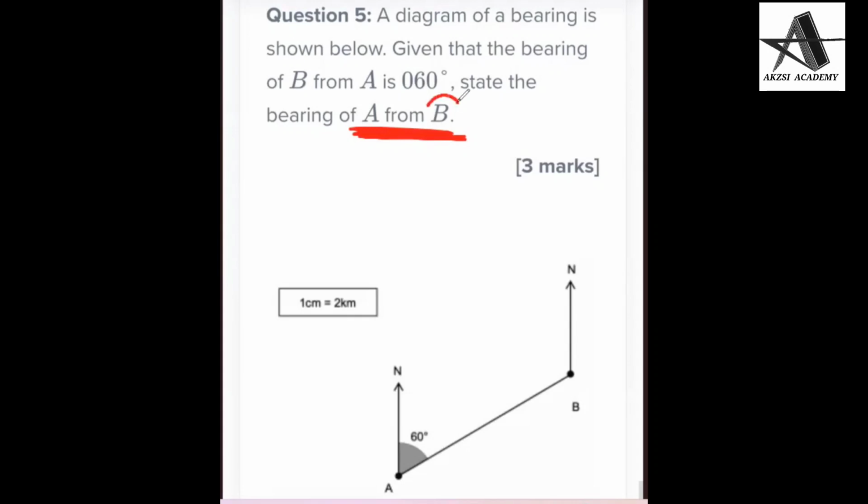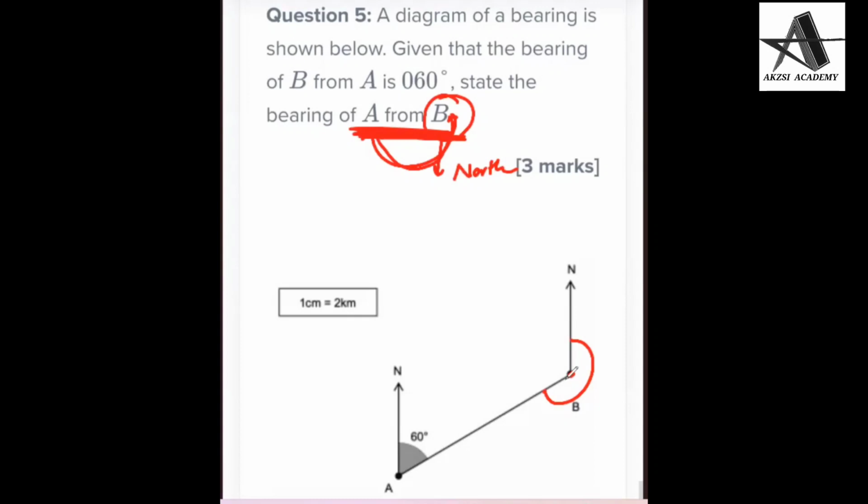From B, from where you're supposed to calculate the angle, draw a north line at that point. That means you have to draw a north line at B, which is already there in this question. Now you have to move clockwise till you reach A. That's why they have mentioned it. So you have to measure A from B, which means from B you start calculating till you reach A.